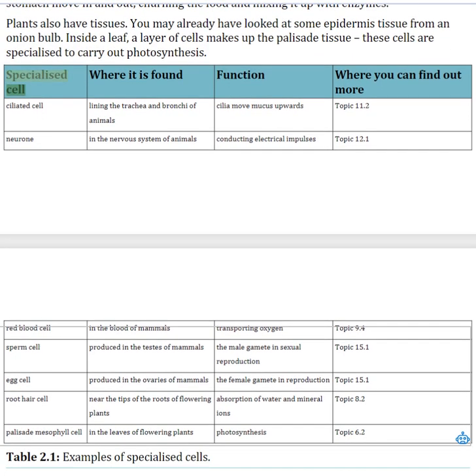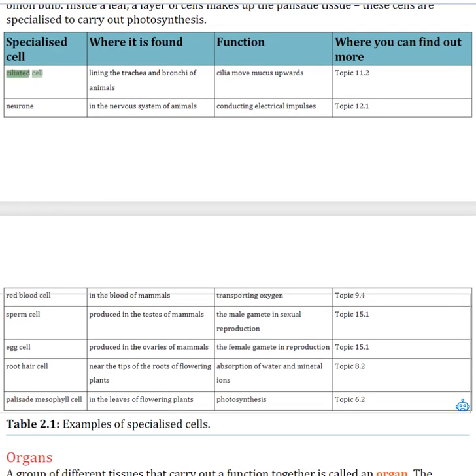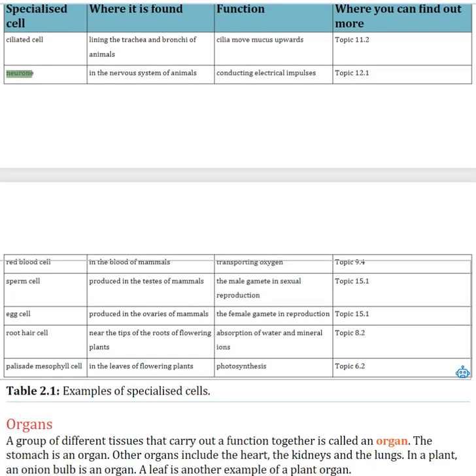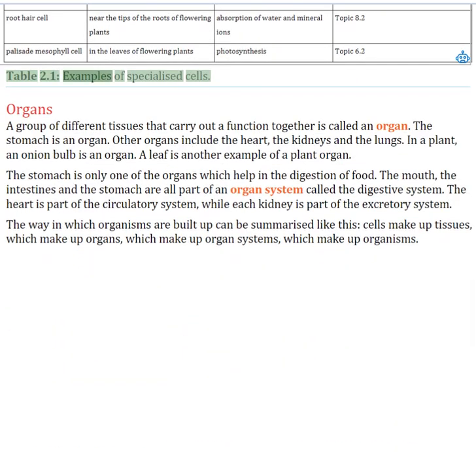Specialized cell. Where it is found. Function. Where you can find out more. Ciliate cell. Lining the trachea and bronchi of animals. Cilia move mucus upwards. Topic 11.2. Neuron. In the nervous system of animals. Conducting electrical impulses. Topic 12.1. Table 2.1. Examples of specialized cells.